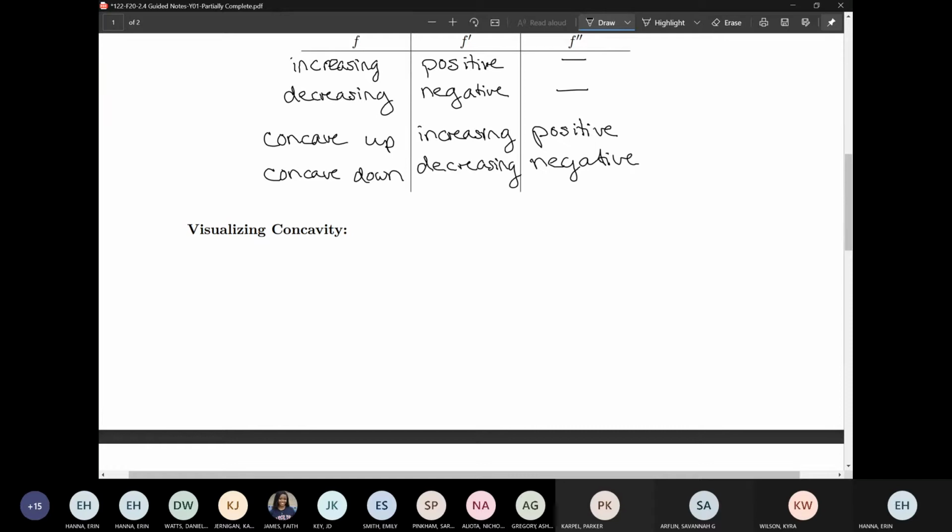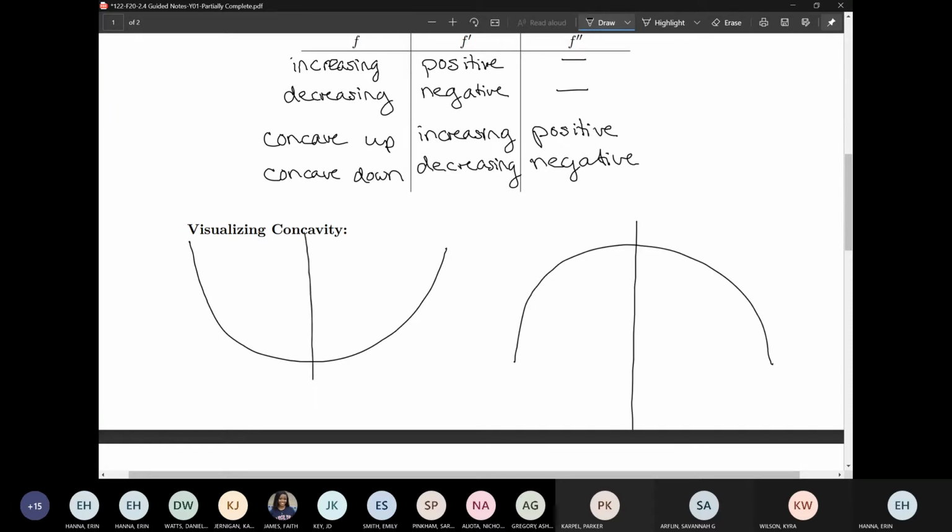To visualize concavity, we wrote this down before, way back in chapter 1, but I'm going to do it again because now we have these new pieces in terms of the derivative values. So just to remind us, this whole piece is concave up, and this whole piece is concave down. We know that if it's concave up, then the first derivative is increasing, versus the first derivative being decreasing for concave down, and that's for both of those pieces.